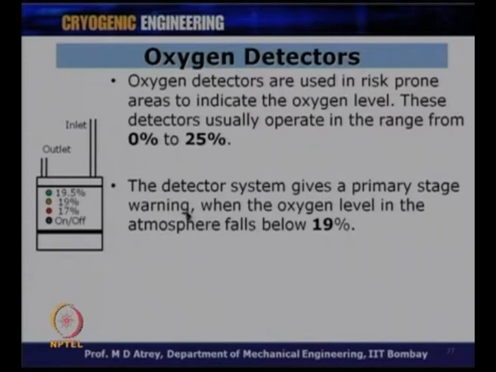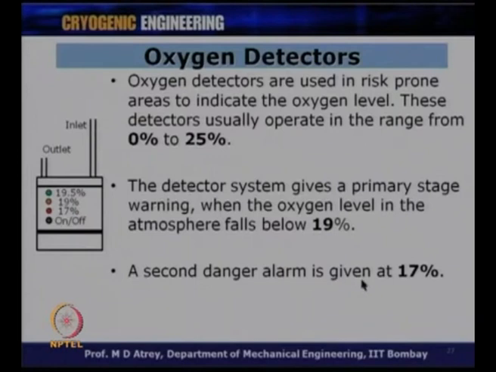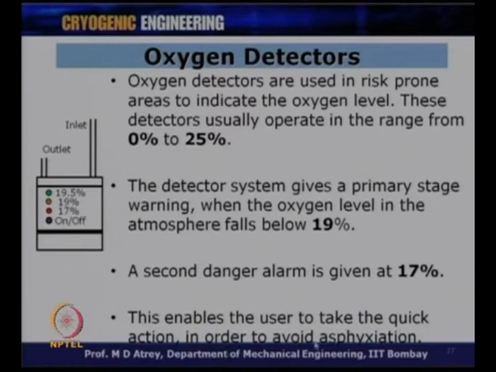It is a wall mounted device which can be kept near your nitrogen plant or helium plant, wherein an oxygen deficient atmosphere can be produced, and therefore, this will have an inlet of the environment gas around you, and it will have an alarm at 19.5%, 19%, 17%, and this always should be kept on when you are dealing with such transfers or when you are starting your machine. So, the detector will give you a primary stage warning when the oxygen level in the atmosphere falls below 19%, and a second danger alarm is given at 17%. Alright. So, one should always ensure that these oxygen detectors are in working condition, and always some weekly or monthly trials should be taken to ensure that they are still in working condition. This enables the user to take quick action in order to avoid asphyxiation.